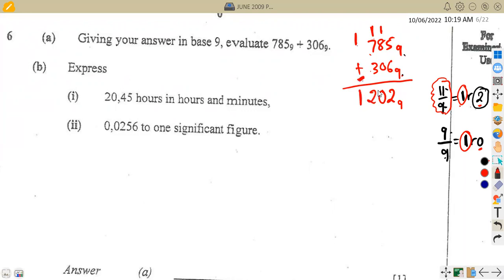So it's going to be 1202 in base 9. Okay, number B, express 20,45 hours in hours and minutes. Okay, I think I talked about this type of equation.